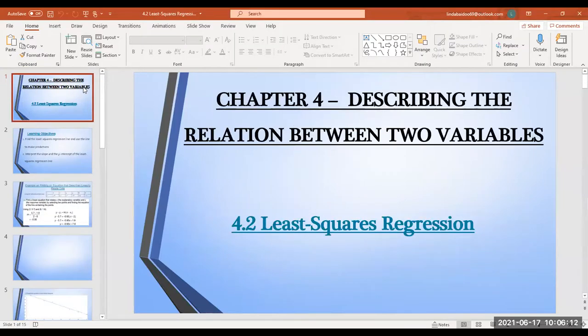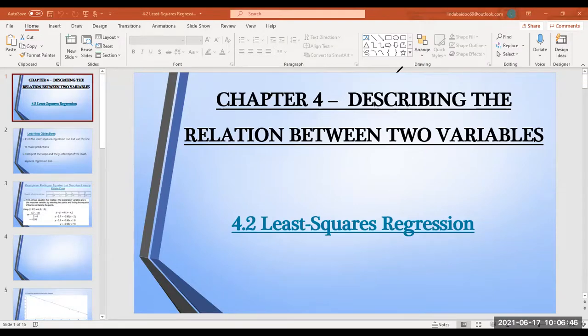Before we leave, let me briefly introduce you to this, which is already on Canvas. This PowerPoint 4.2 is what we call the least squares regression line. Because it's a lot of words, sometimes we just say LSR, or the least squares regression line. As we were ending 4.1, we realized that there was a linear relation between our variables.